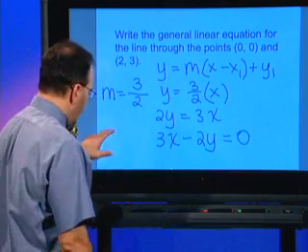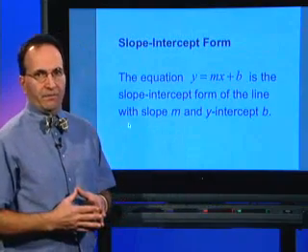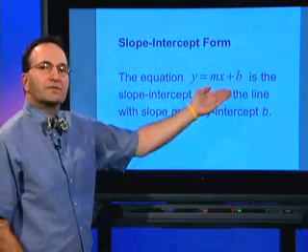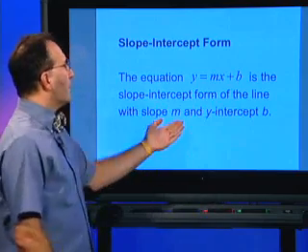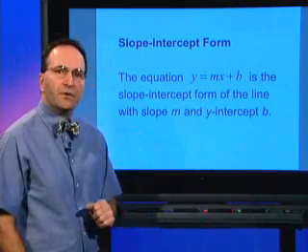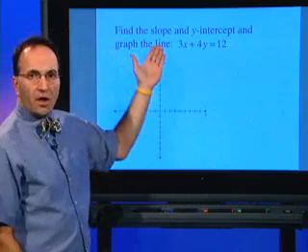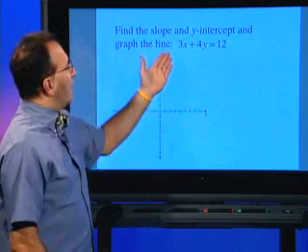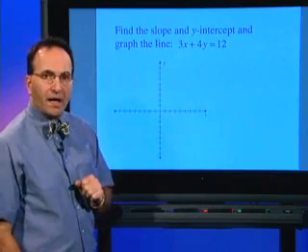All right, great. Now, let's move on to the slope-intercept form of the line. Now, the slope-intercept form, y equals mx plus b, is the slope-intercept form of the line where the slope is equal to m and the y-intercept is equal to b. Let's look at an example. Find the slope and the y-intercept for the graph, and then graph the line 3x plus 4y is equal to 12.